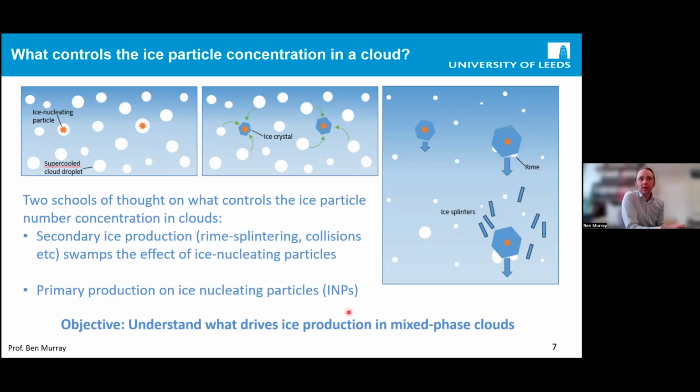The other school of thought that we've expressed, and certainly in our modeling, like that Vergara Temprado study that I referred back to a few slides ago, suggests that primary ice production is absolutely first order for dictating the ice concentration in clouds. So which one is it? So one of the things we wanted to do is try to understand which of these processes is driving ice production in mixed phase clouds.